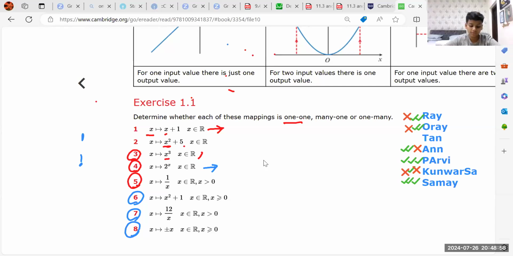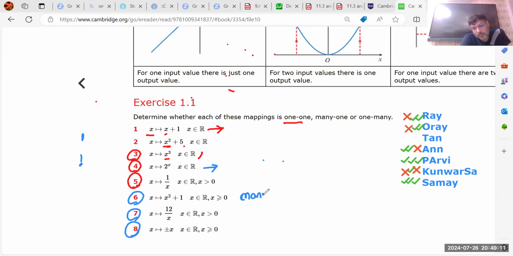Sir, first two are 1-1 and the third one is many-1. So first two are 1-1. Guys, see, ये होना चाहिए था many-1. This should have been many-1 because -2 से भी same value आएगी, 2 से भी same value आएगी. But because the domain is x greater than or equal to 0, that is why it is 1-1. Understood this?